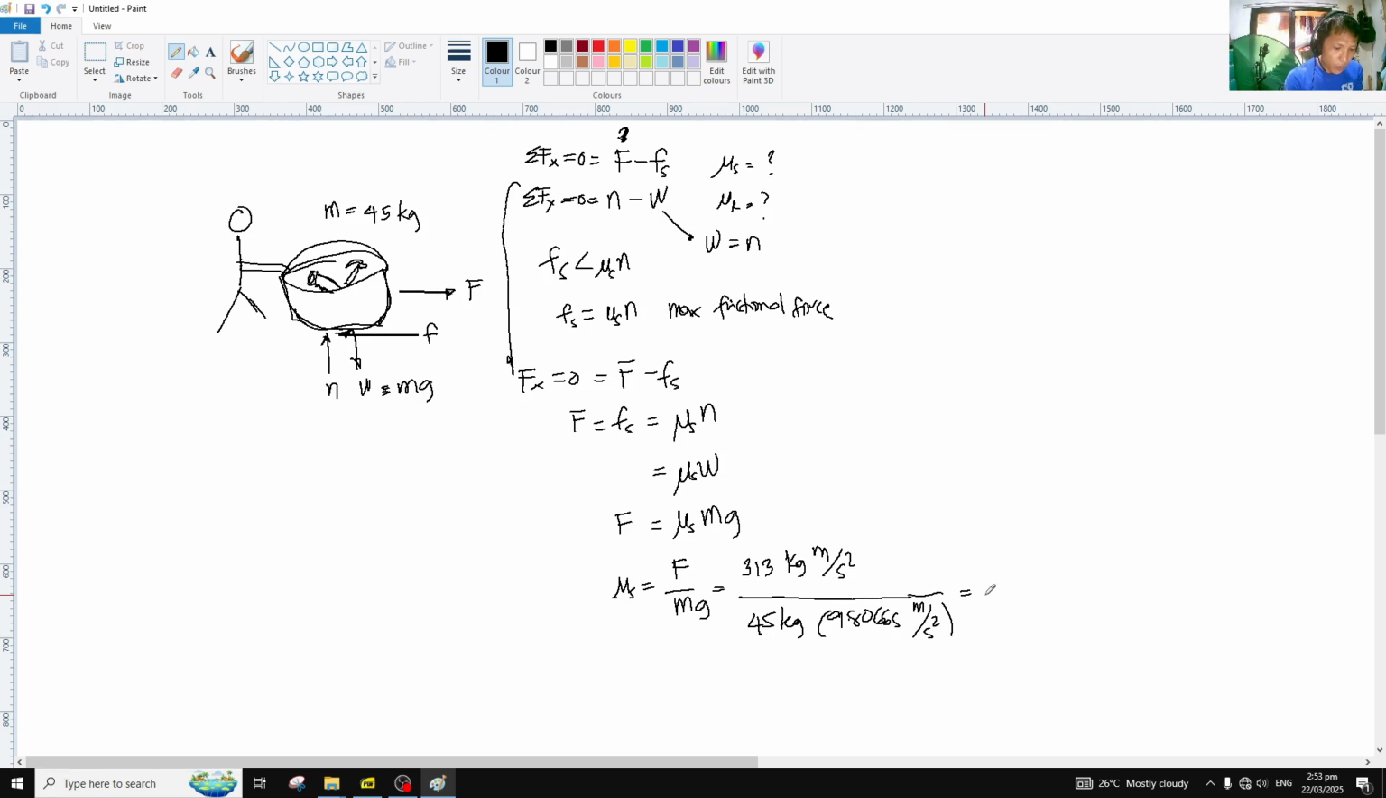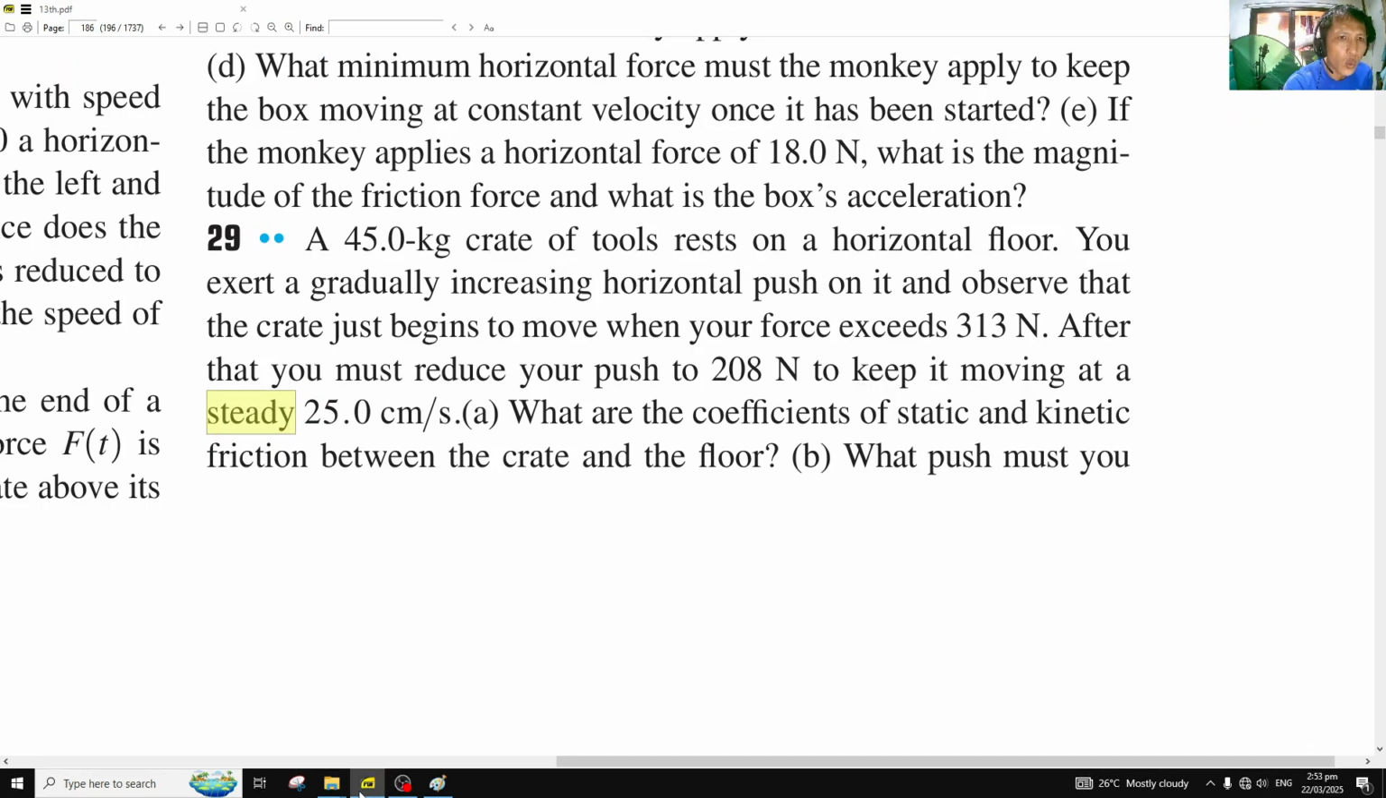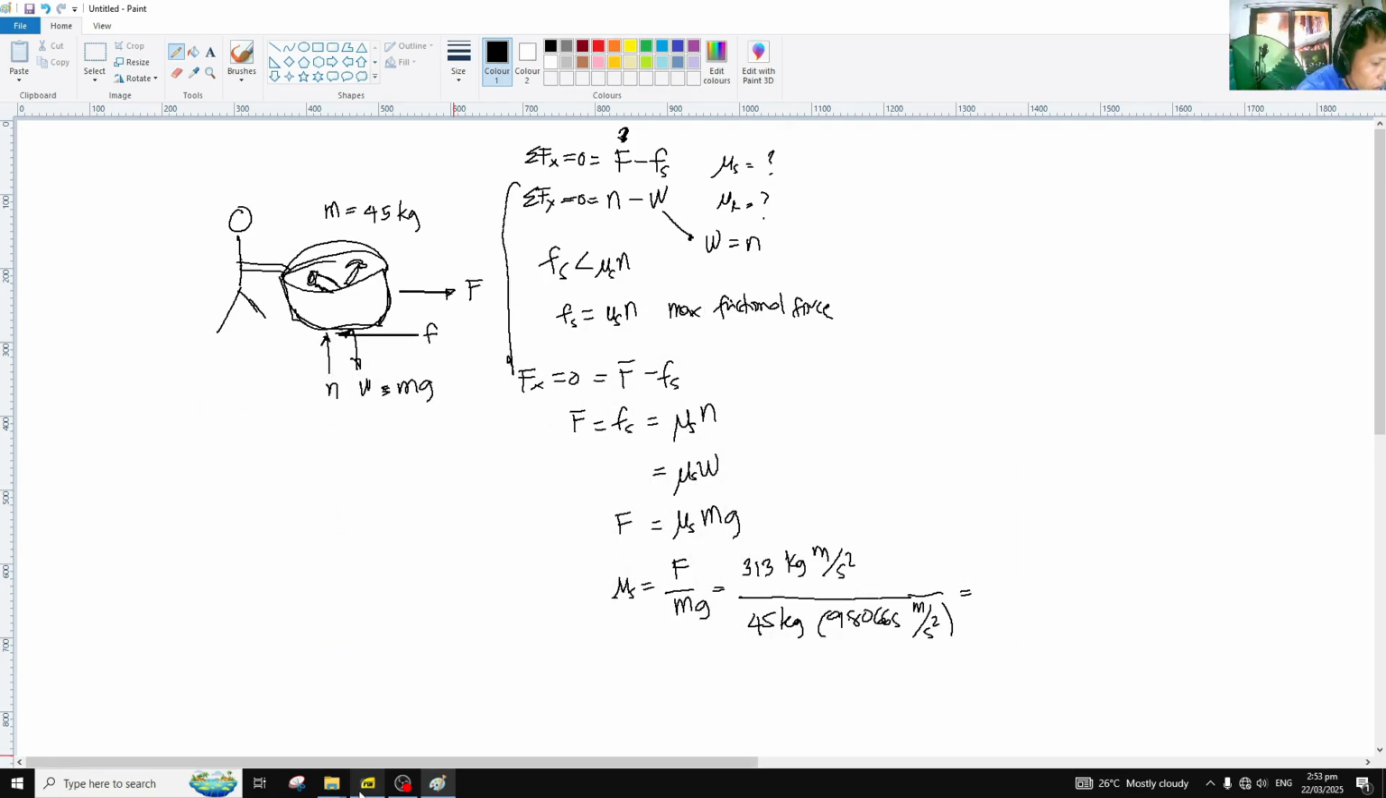313 divided by 45 times 9.80665. So that will give us 0.71 to two significant figures. I think two significant figures will do. You have 3 significant figures, maybe you can use 3 significant figures for this. You have 0.709. Mu sub s is 0.709. So there's no unit for it. So that is your static.